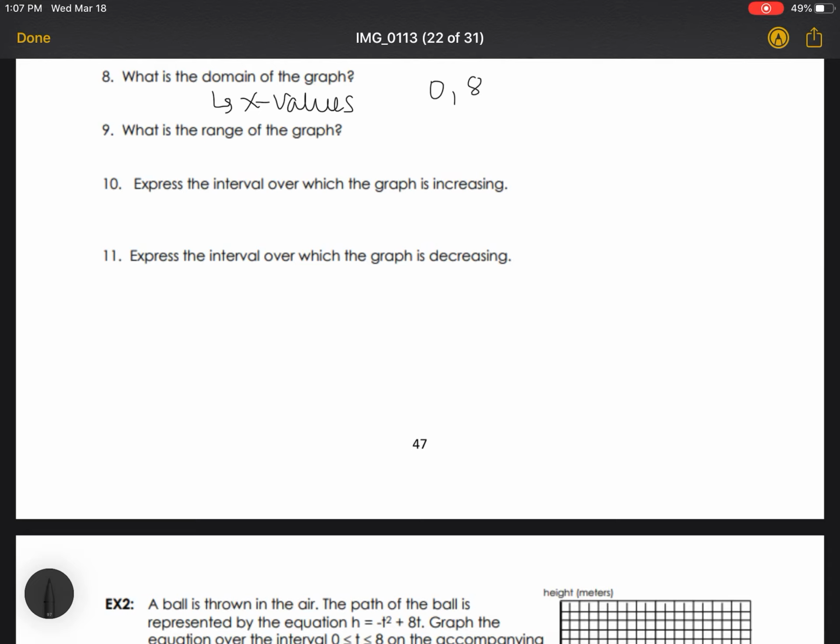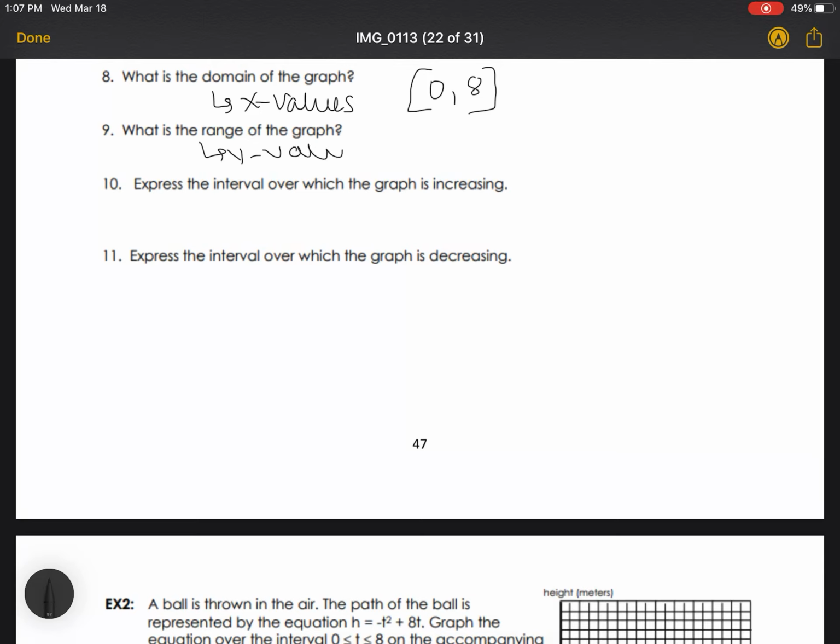And this is also kind of throwing it back to talking about domain and range of certain functions, where we use parentheses for values that are not included in the domain or range, and we use brackets to show when it is included in the domain or range. So 0 and 8 are included because it's when it starts on the ground and then when it hits the ground after being in the air.